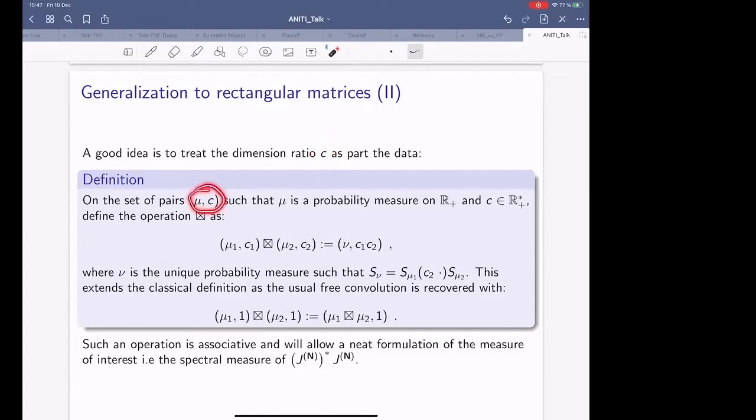So you define some funny operation on measures and scalars C, which is basically some sort of asymptotic ratio of sizes of layers. You say, okay, here's this operation box, and if you make a product of two large matrices with relative ratios C1 and C2, then the relative ratio is C1 times C2. You have some measure nu, characterized by the S transforms, where you have to put the right C here, which has to be C2. So that's a funny thing, which gives you a pretty nice operation and allows you to describe this measure very effectively.